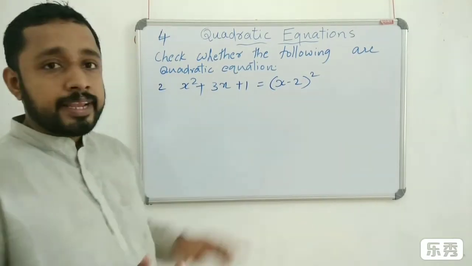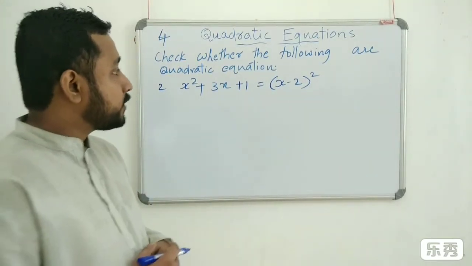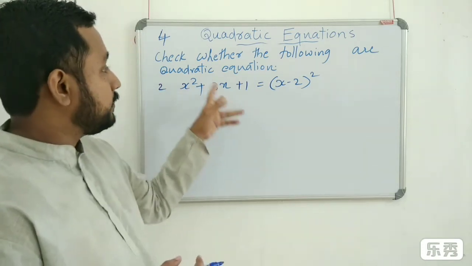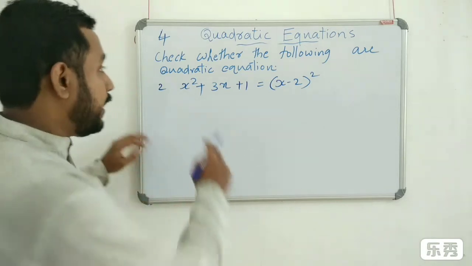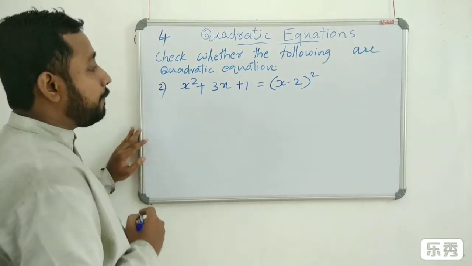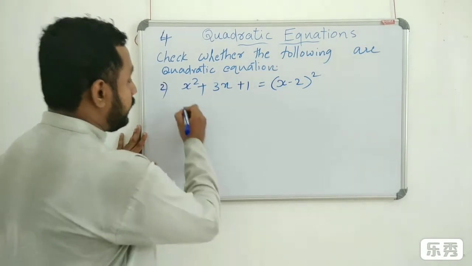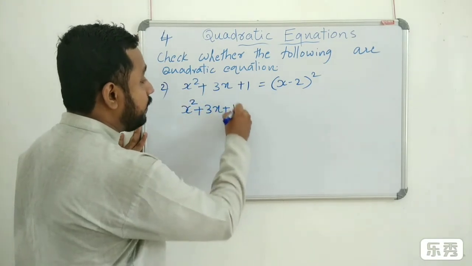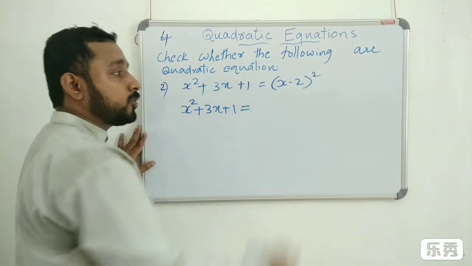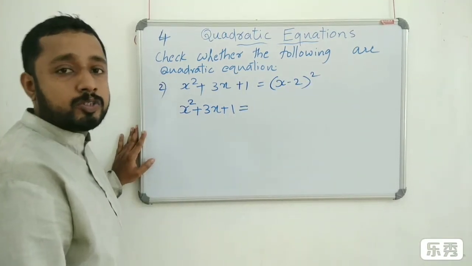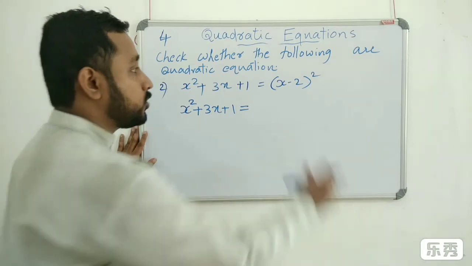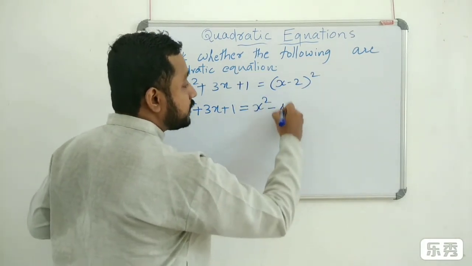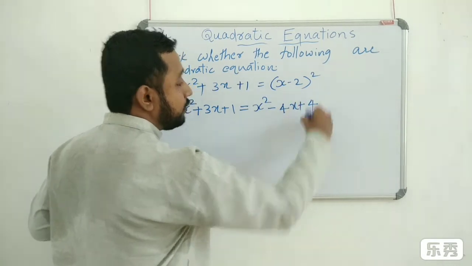Let us take another example. x square plus 3x plus 1 is equal to (x minus 2) all square. Let us check whether this is a quadratic equation or not. Expanding the RHS, (x minus 2) all square is in the form of (a minus b) all square, which is a square minus 2ab plus b square, that is x square minus 4x plus 4.